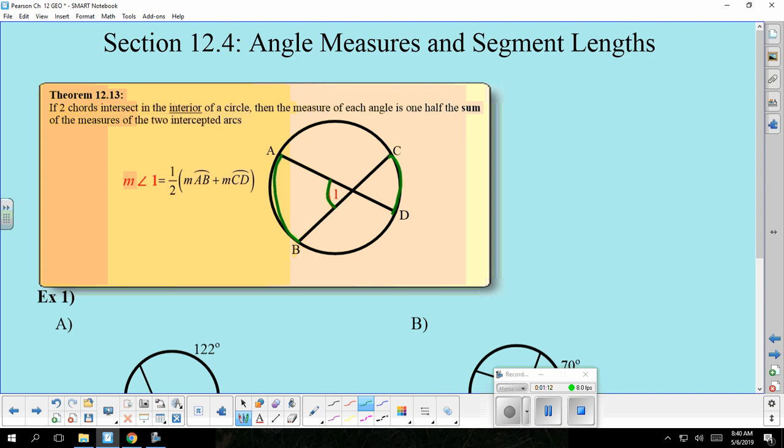How do I know what this angle is? That angle 2, I just put in. They're vertical angles, and all vertical angles are congruent. So those two will be congruent as well. So for example, let's look at example 1.